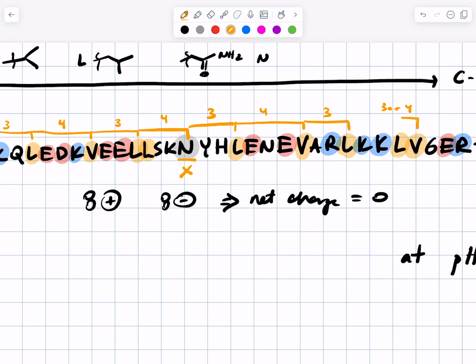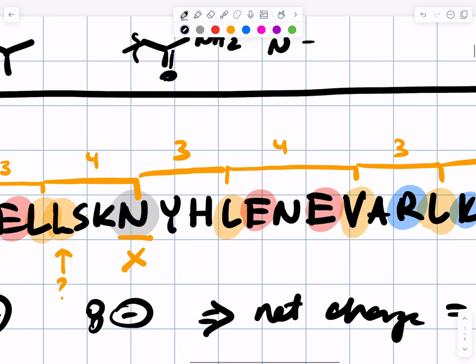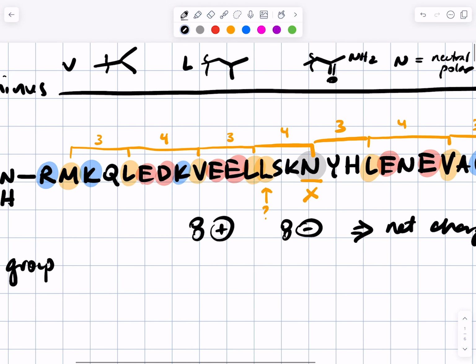So even though some nonpolar residues show up outside this sequence, like this one, which is sort of weird, and this one, which is sort of weird, there is a pattern of nonpolar residues that follows this 3 to 4 to 3 to 4 sequence. Yeah? Sorry, you called N nonpolar? I'm sorry, if I said that, it was wrong. N is neutral, but polar. Whereas these two, leucine and valine, are both nonpolar.